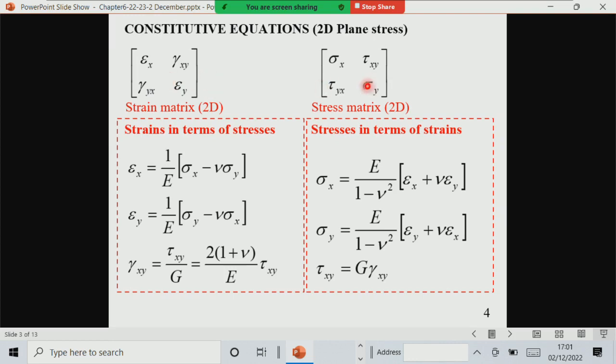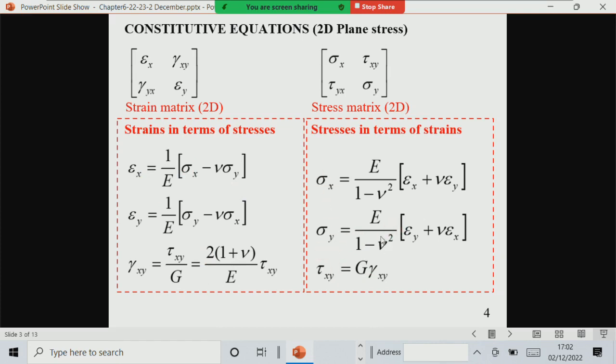Obviously, to relate the strain components to stress components, we need two engineering constants for a metallic material. A metallic material is isotropic and homogeneous, so we need two engineering constants, Young's modulus E and Poisson ratio nu, to relate the strain components to stress components. G, the shear modulus, exists, but it's not an independent material property. G is equal to E divided by 2 times (1 plus nu). So these are the three stress-strain relations, or constitutive equations. On the left-hand side, the strains are written in terms of stresses. On the right-hand side, we've written stresses in terms of the strain components.